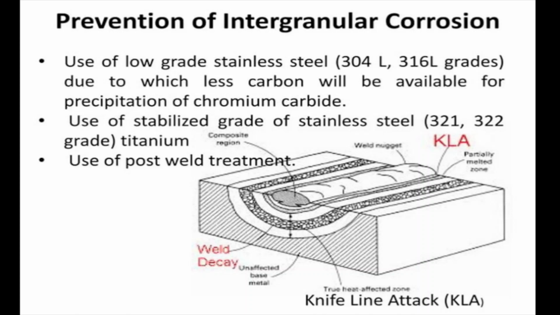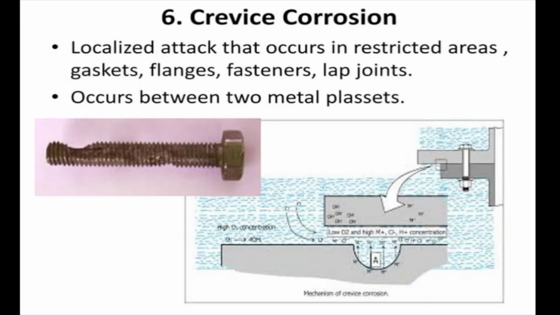So use low carbon grade stainless steel, that is 304L, 316L grade, due to which less carbon will be available for precipitation of chromium carbide. Use stabilized grades of stainless steel like 321, 322, etc., where titanium is present. In that case, intergranular corrosion is somewhat arrested. And obviously post-weld treatment is also required.